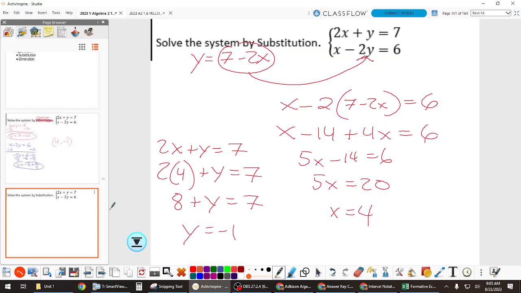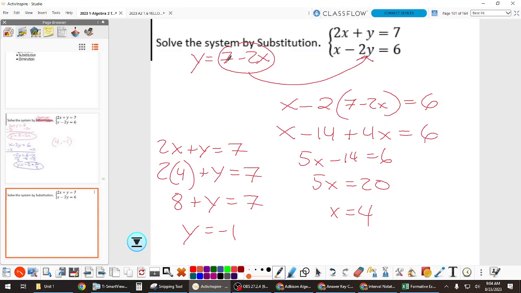Are we done? Say that again? No, it's just confused. Why don't you have to use the other? Well, once we have a value for the variable, we can use any equation. I could plug it there, there, or there. Technically, I could have plugged it there, too. So you pick which one works best for you. That's once you have a value.